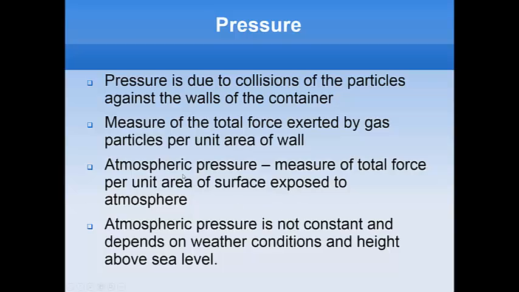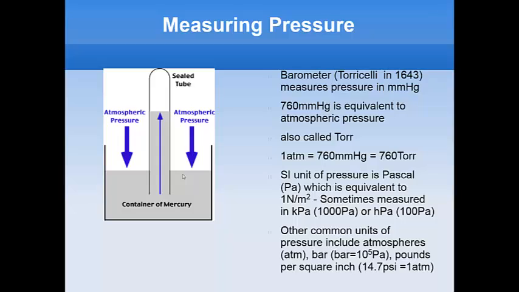Atmospheric pressure is the measure of the total force per unit area of a surface that is exposed to the atmosphere. And the atmospheric pressure is not constant because it depends on things like the height above sea level and the weather conditions. Now, some of the ways that they've started to measure pressure.